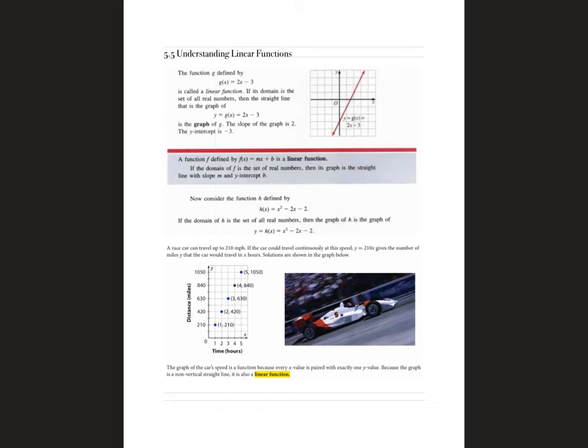5.5 Understanding linear functions. A linear function is a function that is defined by f of x, and it's normally in slope-intercept form. It's nothing that is an x squared or a square root of something of an x. It's a function that makes a straight line. So with these linear functions, you have constant rates of change. These constant rates of change are your slopes.